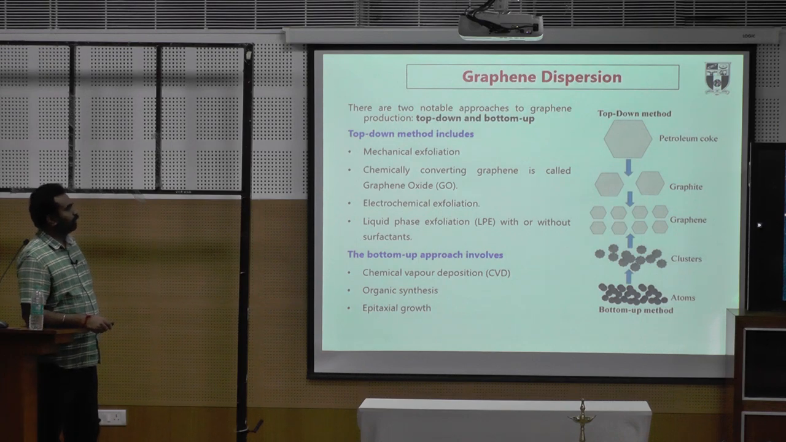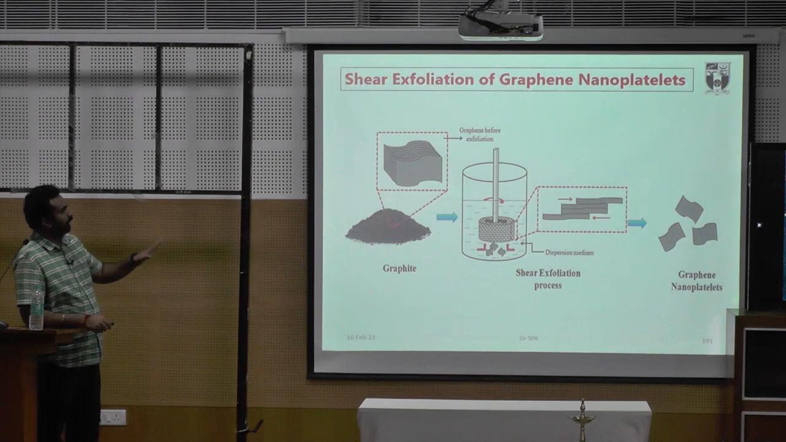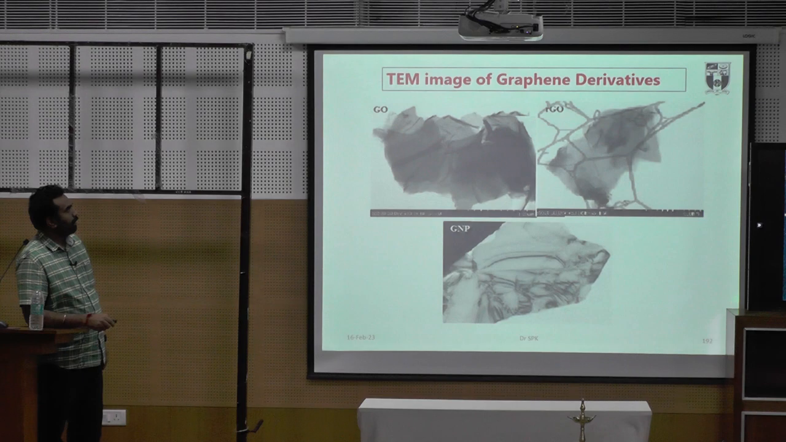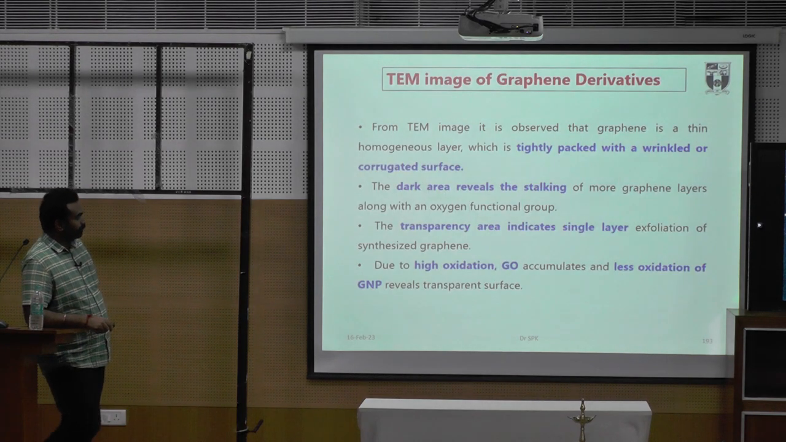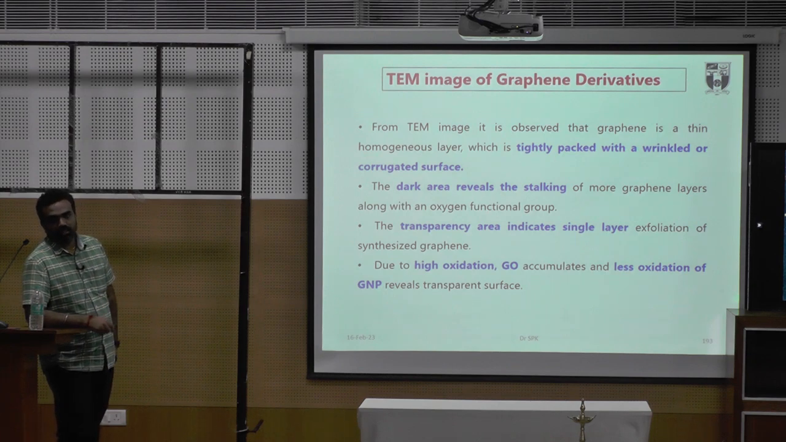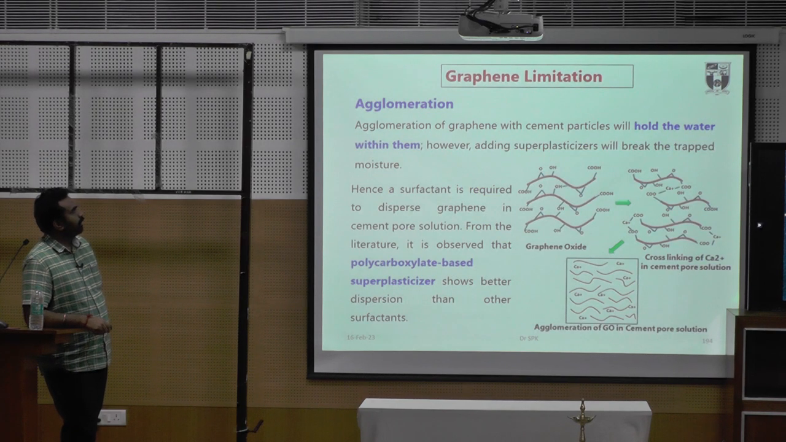With the approval of the company, I'm not showing a detailed one. This is the process which we do. The graphite is there, then exfoliation is carried out, and then a dispersion medium is used, and finally we get graphene nanoplates like this in the form of a dispersion. This is a STEM image of the graphene derivatives, which clearly indicates that it solves our problem at the micro level in concrete performance.